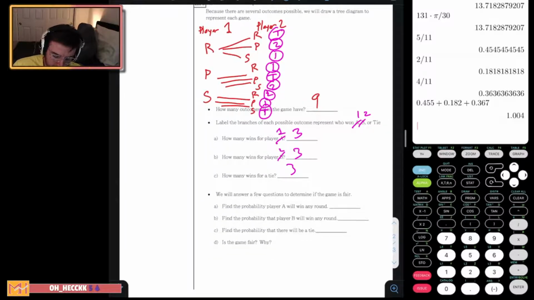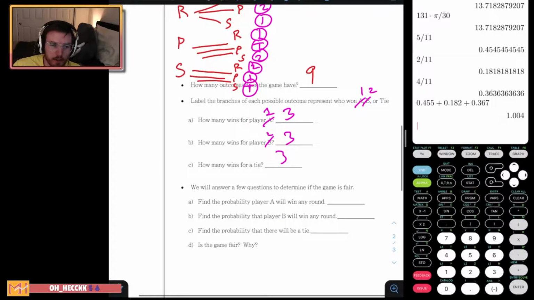Find the probability that player A will win any round. How many ways can player A win? 3. And how many ways can the game end? 9. So player A wants to win. There's that want word. So that's the outcome that we want. There are 3 ways for that to happen, out of the total number of outcomes, there are 9. 3 out of 9 is 1/3.